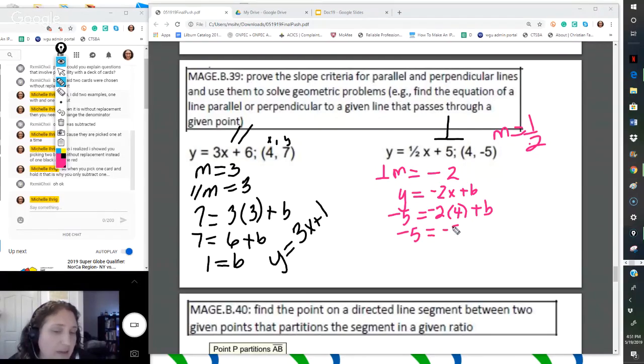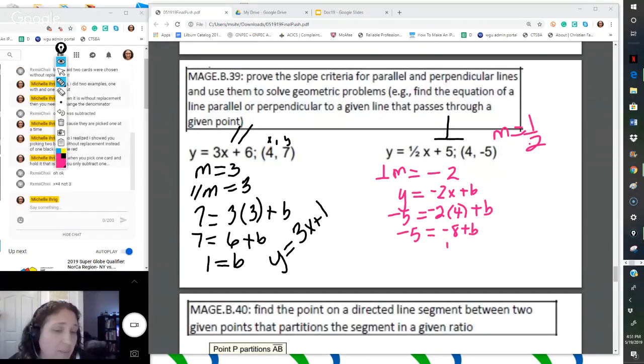-5 equals -8 plus b. Add 8 to both sides. X equals 4, not 3. Ooh, good catch. 4, 12, 5, 5. Thank you. I was looking at that twice and I couldn't really figure out why.